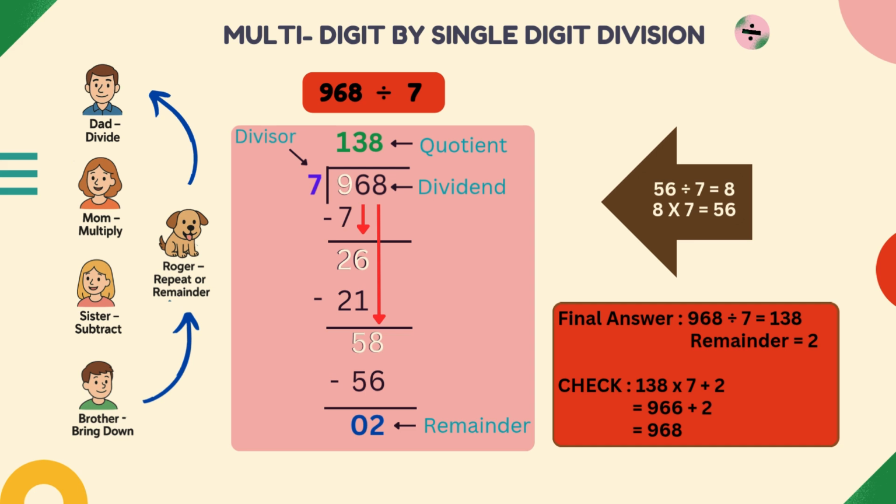We can check using the rule. Dividend equals divisor into quotient plus remainder. 7 into 8 equals 56. Plus 2 gives 58. That's the correct answer.